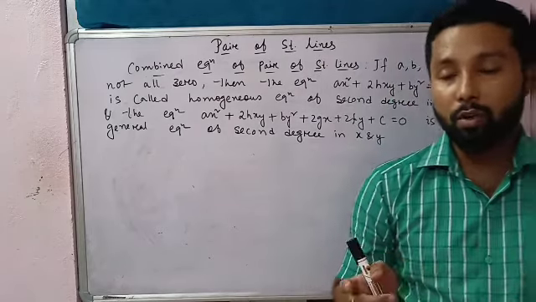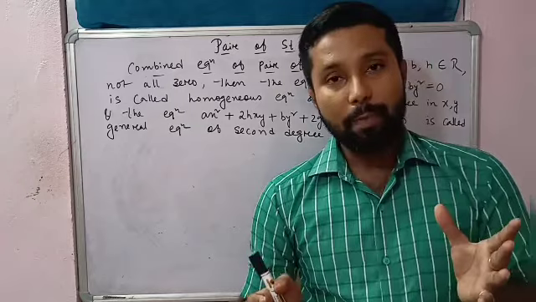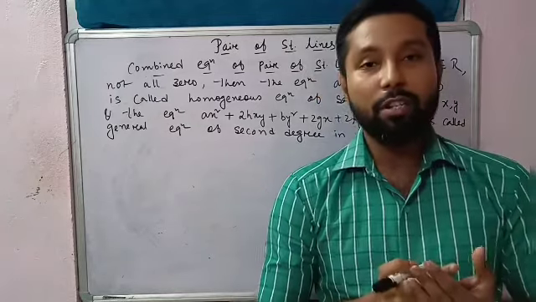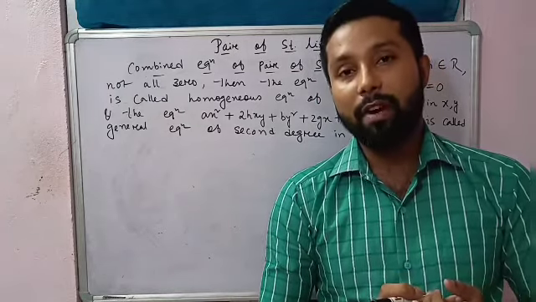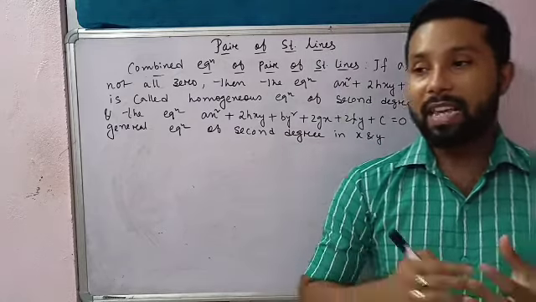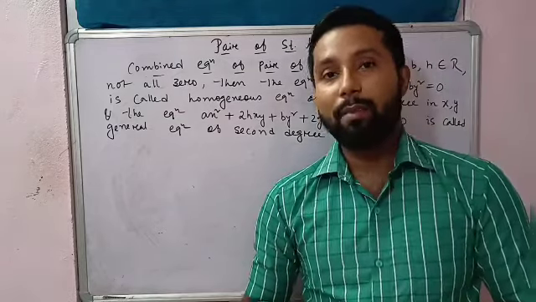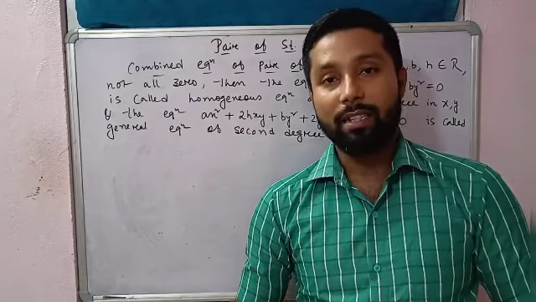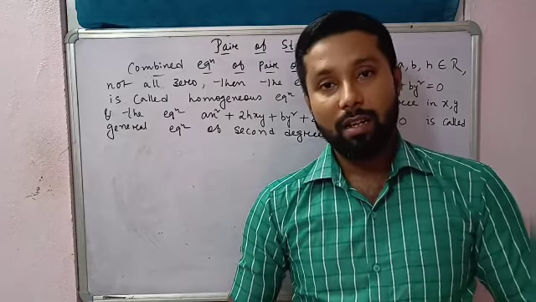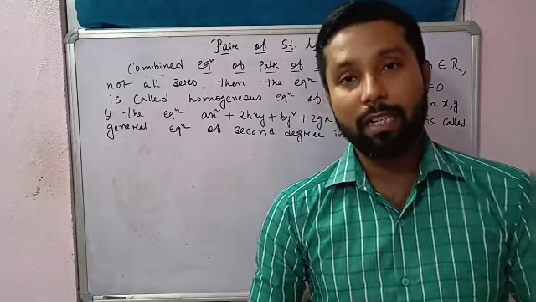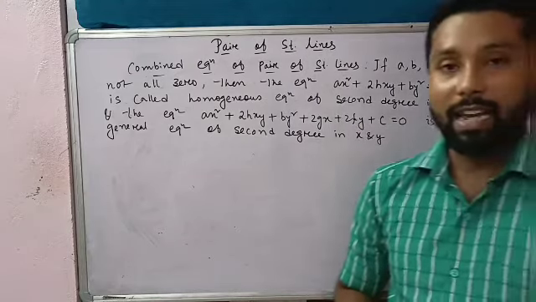Straight line means we know ax plus by plus c. The general equation of a straight line is ax plus by plus c equal to 0, where a and b are not simultaneously 0, right? So this is a linear equation, or you can say the general equation of a straight line. But what is a pair of straight lines?